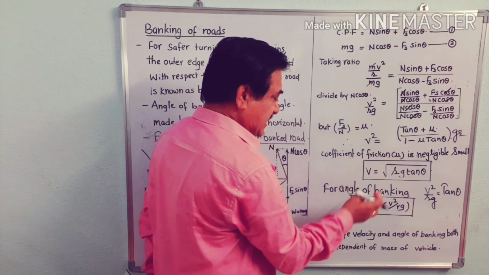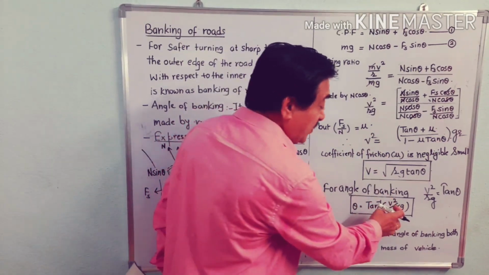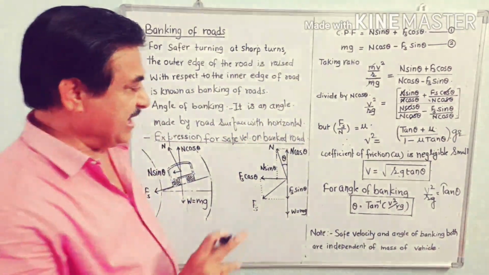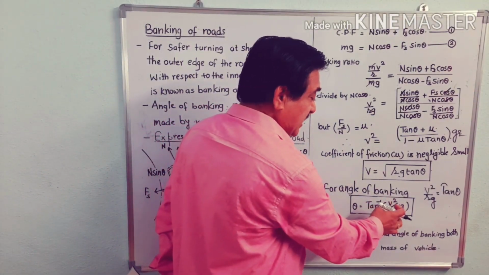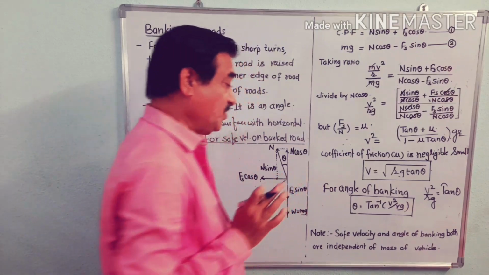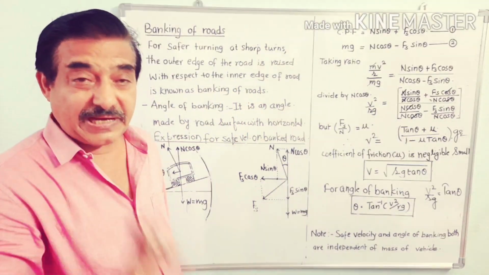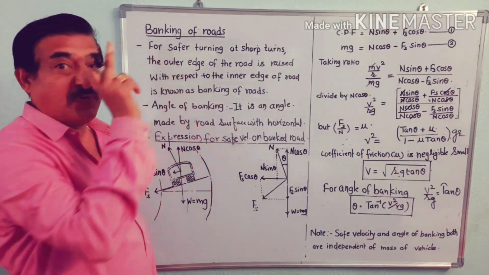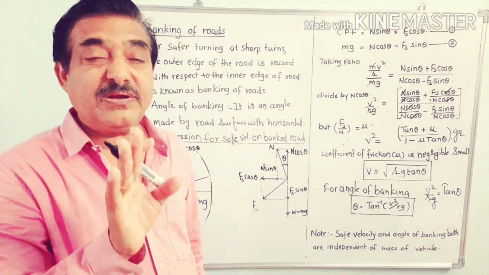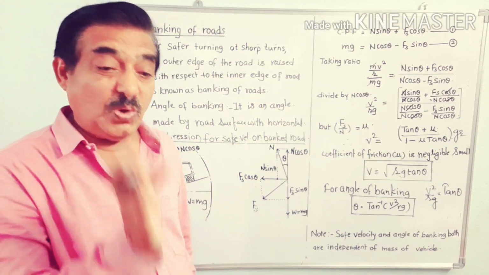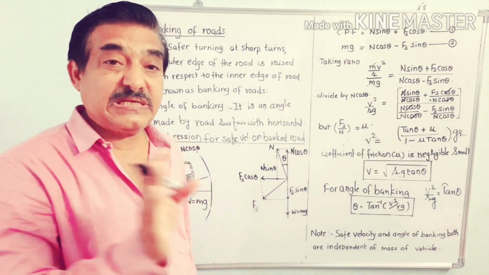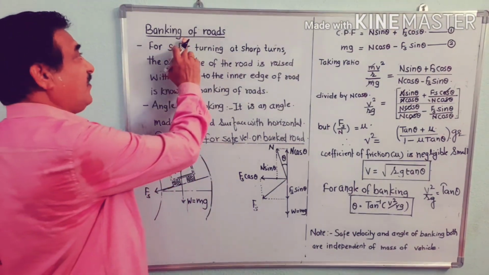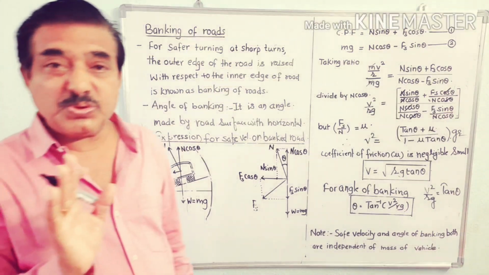As the safe velocity is changed, the angle of banking also changes. It also depends upon radius of curvature and acceleration due to gravity. It means angle of banking depends upon safe velocity, radius of curvature and acceleration due to gravity. So in this case, what is the important thing? The safe velocity for this road is independent of the coefficient of friction. That is, the role of coefficient of friction in the safe velocity is eliminated in case of banked roads. So banked roads are essential.